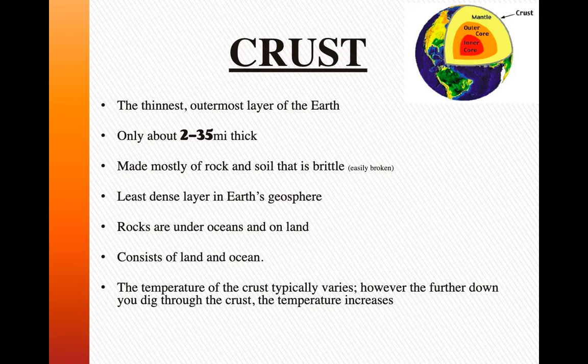All right, so the crust, it's the thinnest outermost layer of the Earth, so it's essentially the one that we live on. It's only about 2 to 35 miles thick. It's mostly made of rock and soil that is brittle, and remember, brittle is easily broken. It's the least dense layer in Earth's geosphere. Rocks are under the ocean and on land, and it consists of land and ocean. Obviously, again, it's where we live.